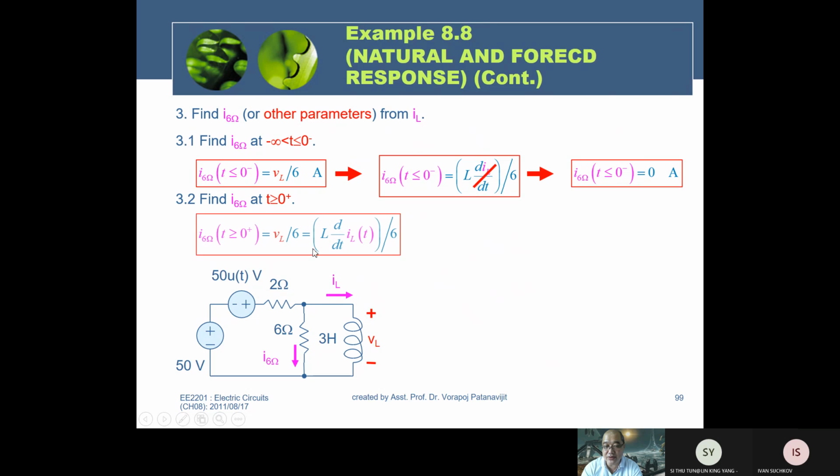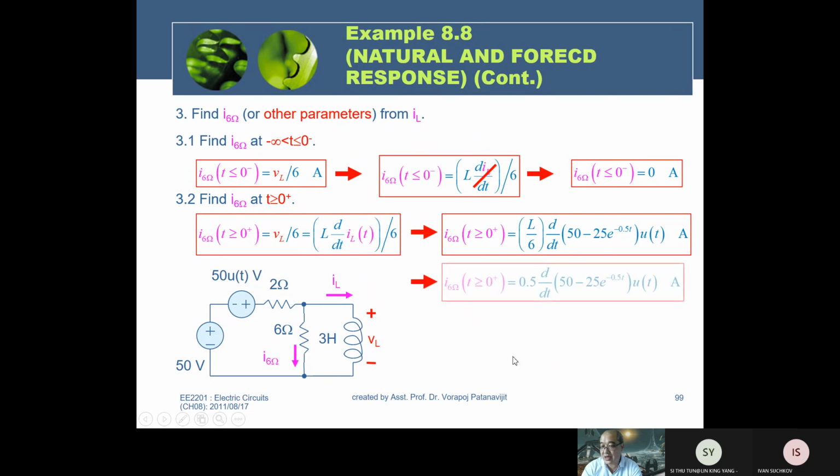But for time greater than 0, you know VL equals L di/dt. You take the derivative of IL and substitute it, and you get VL here. And since you know V, you can find I. I6 ohm equals VL divided by 6 ohm. Substitute them, and that gives you this.